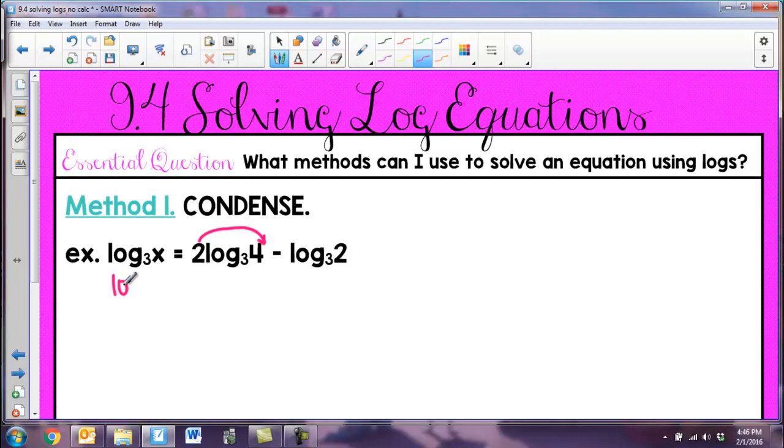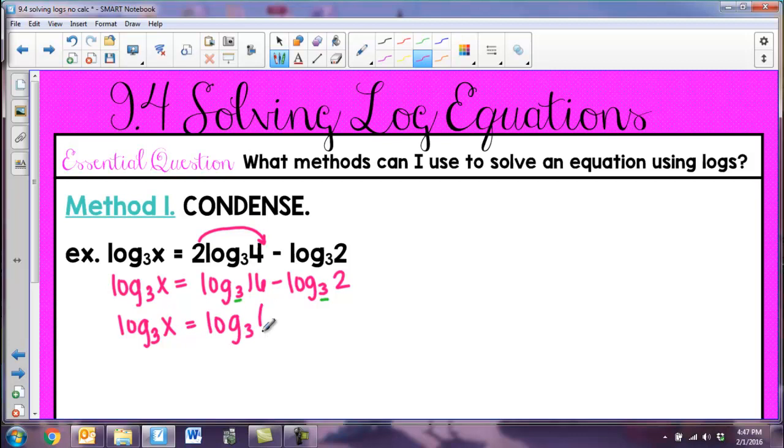So I would have log base 3 of x equals log base 3 of 16 minus log base 3 of 2. Now if you notice here, since I have the same base on both of these logs, I am allowed to then combine them. And since it is a minus on the outside, that means that we actually have a quotient on the inside. So I'd have 16 divided by 2, which is 8.